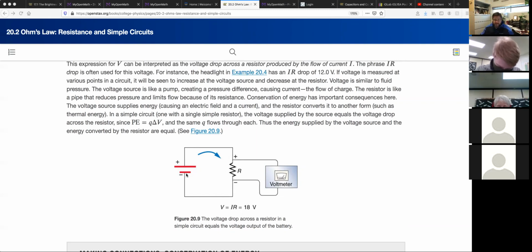And that's pretty much always the case. We have an 18-volt battery here. We're going to get an 18-volt difference if we just have one resistor lined up with it.